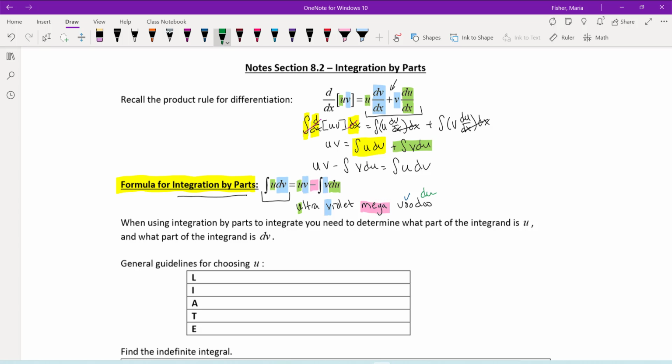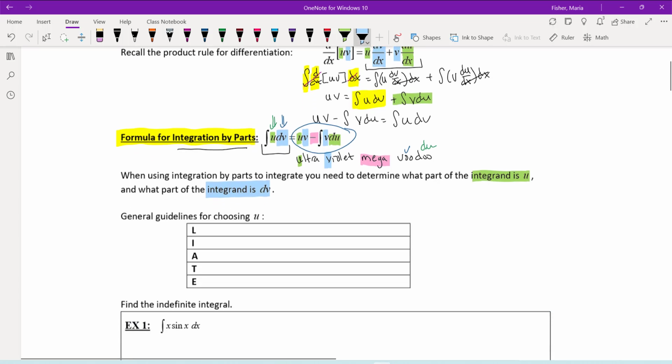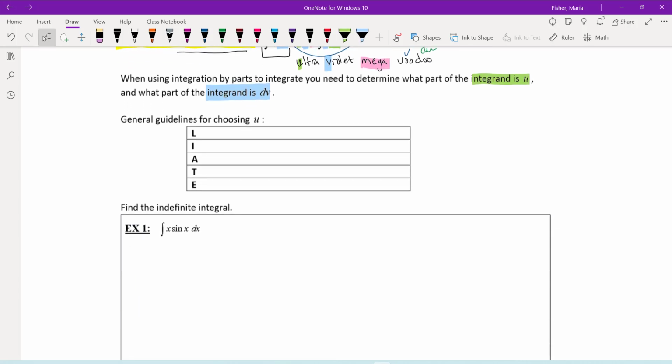Now what we're going to be doing in this section is looking at integrands where we have a product, and when we do that we're going to have to identify of that product which one of those things is u and which one of those things is dv, so that then we can use this formula. When you integrate by parts, again you need to figure out which one of the given is your u and which one of the given is your dv. Well, there are some general guidelines for choosing u, and so what I'm going to put here is an order for choosing u that works 98% of the time.